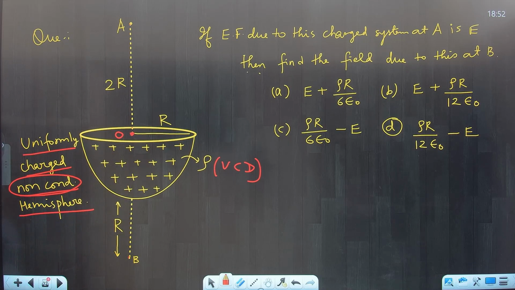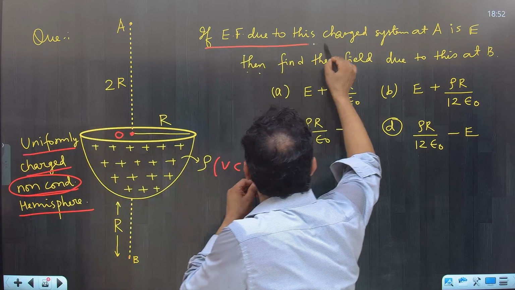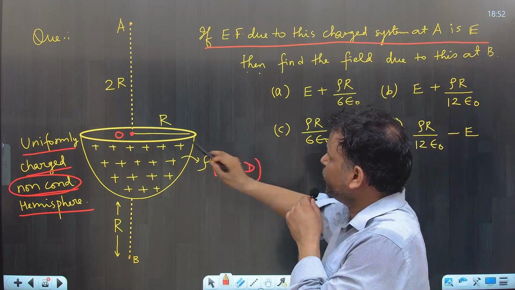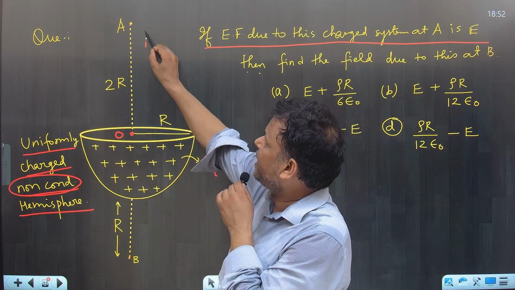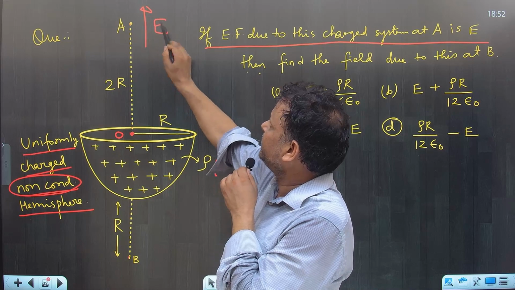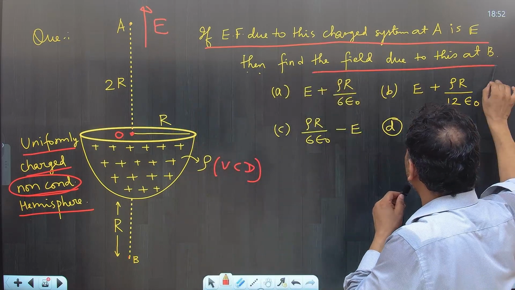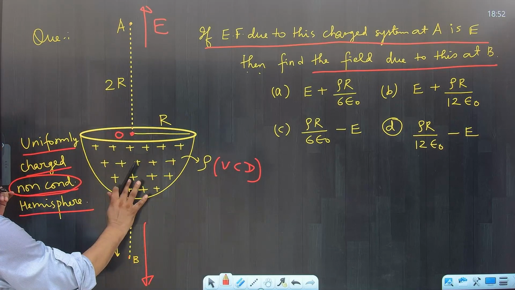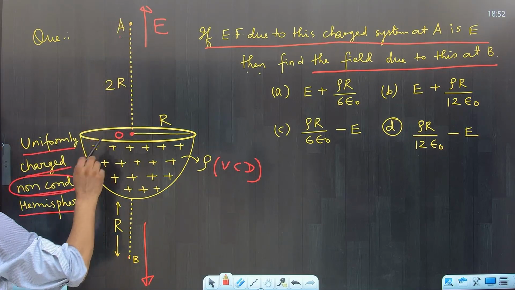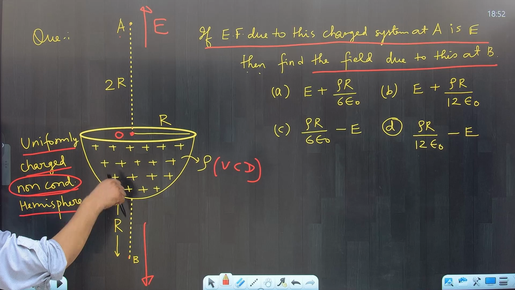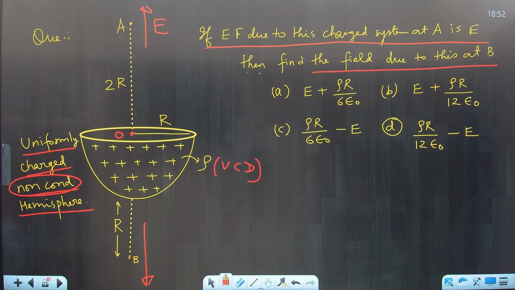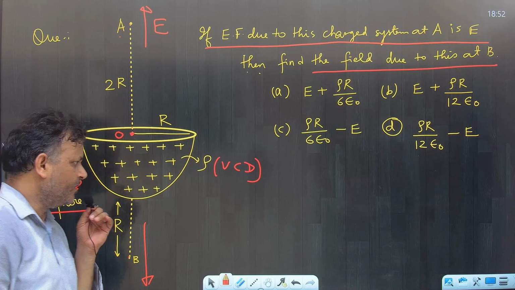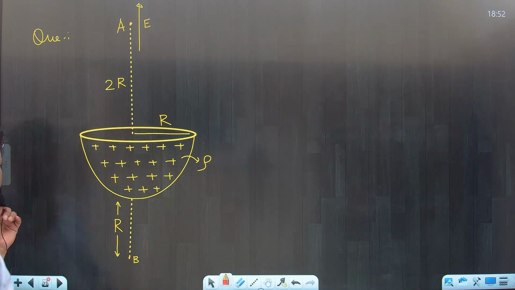If the electric field due to this charge system at A is E, right? Then find the electric field due to this at B. If the electric field due to this charge system at A is E, then you have to find the electric field due to this charge system at B. It is a very simple and very nice question. See, I'll solve it. It is the last page of our discussion.